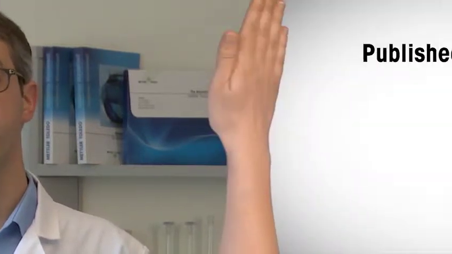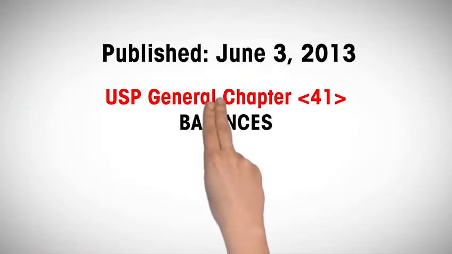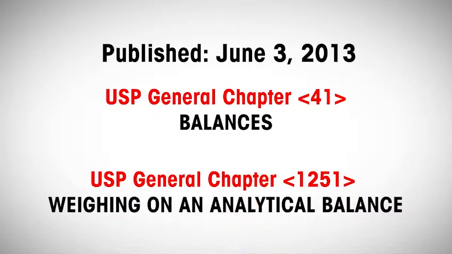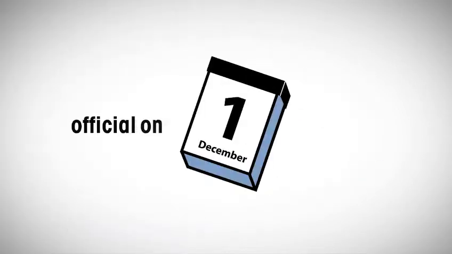On June 3, 2013, the United States Pharmacopoeia published a second supplement to the USP 36 National Formulary 31. This video informs you about the relevant changes in the general chapters about weighing, namely USP General Chapters 41 and 1251, which will be official on December 1, 2013. The last thing you should know about the new USP weighing chapters is how to avoid weighing errors.